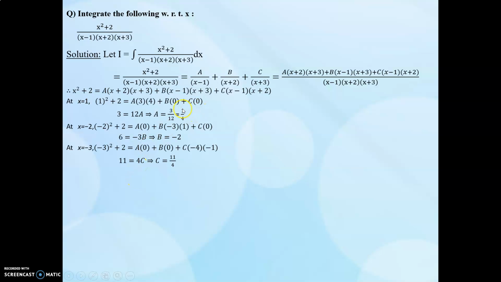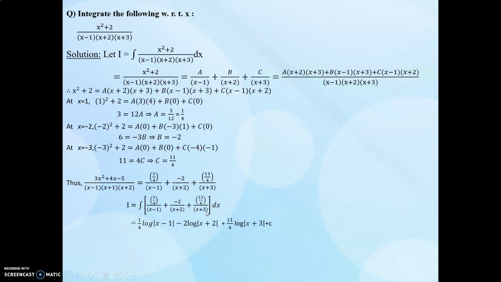Now we will apply these a, b, c values in this term. So this term will become 1 upon 4 upon x minus 1 plus minus 2 upon x plus 2 plus 11 upon 4 upon x plus 3. Then substituting this in the integral, I is equal to integral 1 upon 4 upon x minus 1 plus minus 2 upon x plus 2 plus 11 upon 4 into x plus 3 dx. Integrating, you will get 1 upon 4 log mod x minus 1 minus 2 log mod x plus 2 plus 11 upon 4 log mod x plus 3 plus c. So that is the answer for this question.